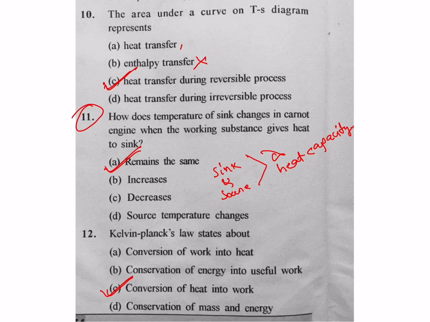If you add heat or subtract heat, its temperature will remain unchanged. Kelvin-Planck statement: 100% efficiency is not possible. Clausius statement: COP equal to infinite is not possible.